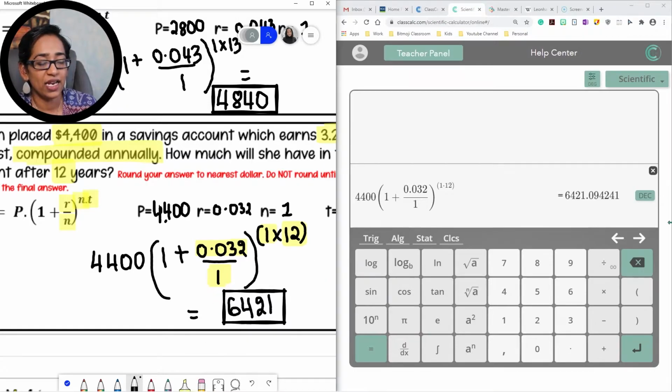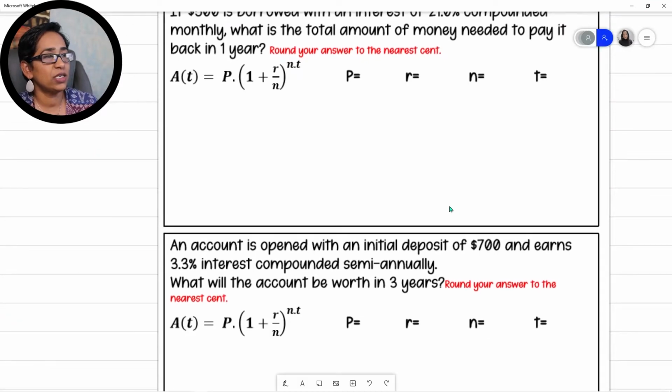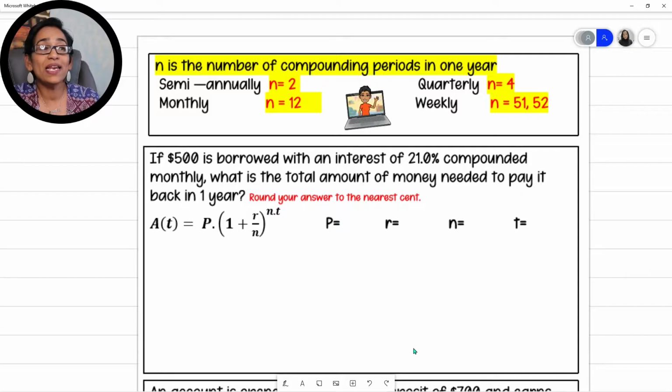All right. Now let's go ahead and look at one more where it's not compounded annually. N is the number of compounding periods in 1 year. So if I say I'm compounding semi-annually, your N is going to be 2 because you're compounding every 6 months. If I say monthly, I have 12 months, so my N is 12. And if I say quarterly, my N is 4 because I'm compounding every 3 months.